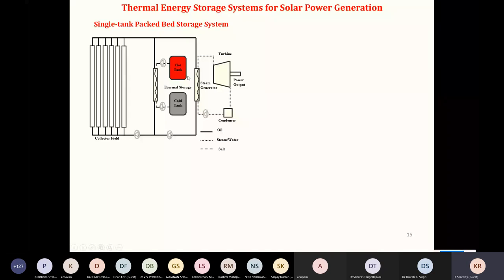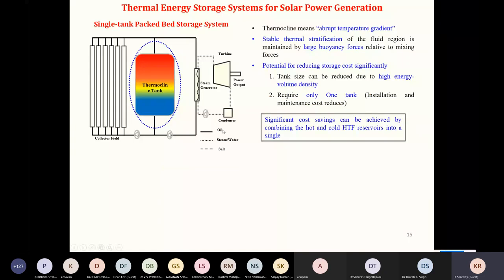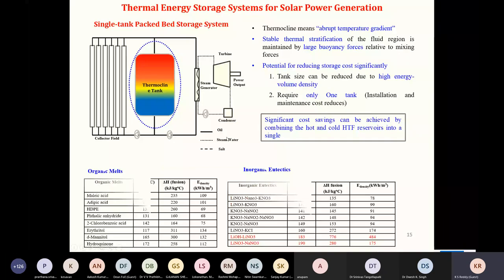So therefore, we can eliminate these tanks by a single tank like this, which is called a thermocline tank. In the same tank, the thermocline is established, and then it moves from forward to backward and backward to forward. This is an important tank, and we have done extensive analysis on this, and we are also doing a lot of work on this.